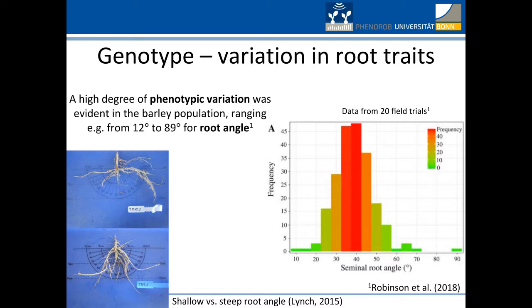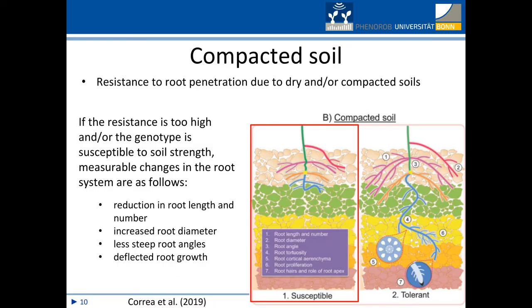In this study, scientists compared the root angle of barley in 20 field trials. The root angle is shown here on the left side, exemplarily for one shallow and for one steep root angle type. And in this study, the root angle varied between 12 and 89 degrees. Roots are also strongly influenced by physical constraints. In dry or compacted or both soils, the resistance to root penetration can be quite high.